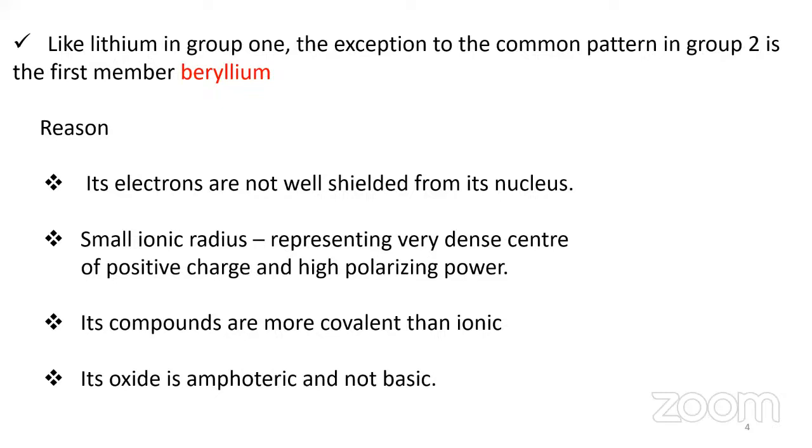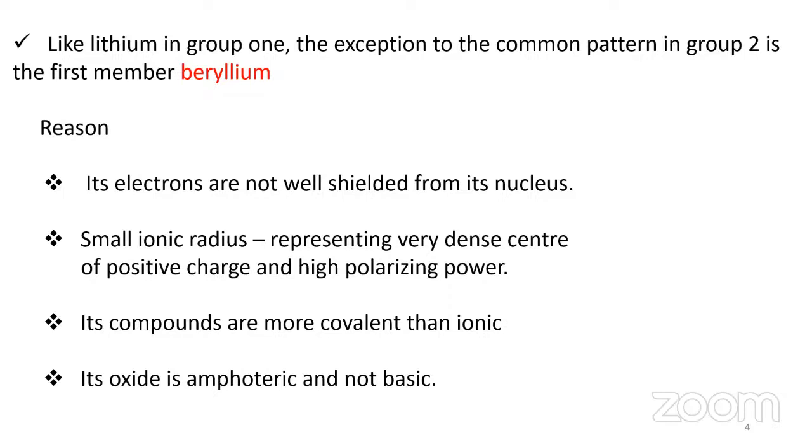Its electrons are not well shielded from its nucleus, and because of the small ionic radius, it has a small size and a high charge, so it has a high polarizing power. This also makes its compounds more covalent than ionic. I also told you that your lithium compounds are more covalent than ionic. Now your beryllium and its oxide are usually amphoteric. The other elements in group 2 are basic.